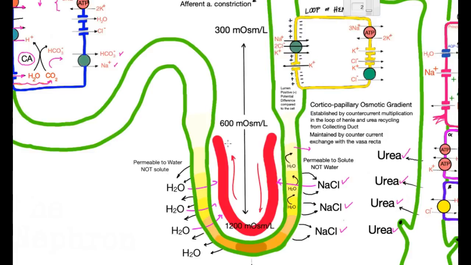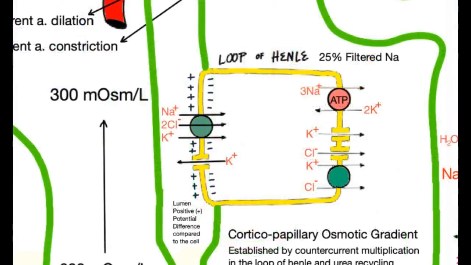And we're not always reabsorbing water. We're only doing it in the presence of a signal, and that signal is antidiuretic hormone. Let's get into more details on the ascending loop of Henle.